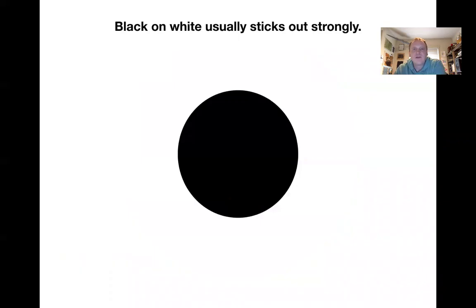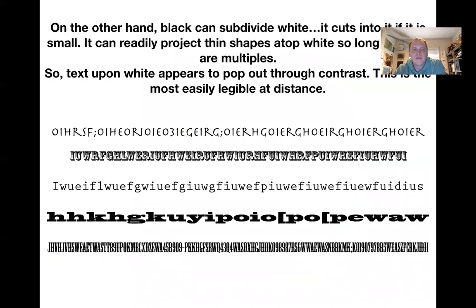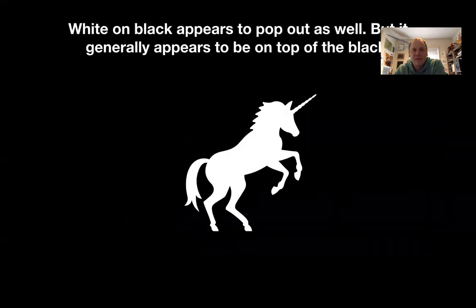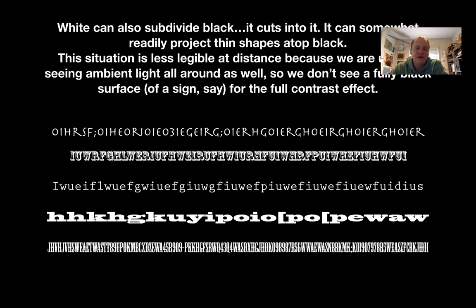So black on white usually sticks out very strongly, and so does white upon black. Black subdivides white, cuts into it, and can easily project long and thin shapes like letters. So text really seems to pop out of white. And white and black, so black on top of white, is the most easily legible at a distance. White appears to pop out on top of black, but it's not as easily legible at a distance.